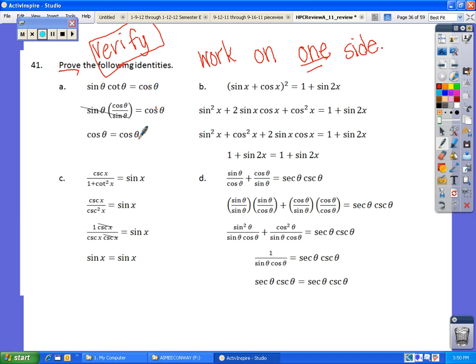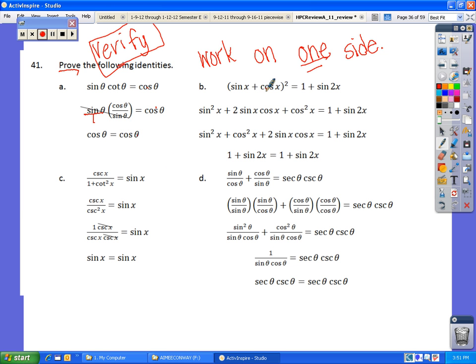Notice cosine stays the same throughout this. So for A, I'm going to take sine theta, leave it the same. Cotangent theta is going to be cosine over sine. So notice I have a sine over 1, and if a sine's on top and bottom, I can cancel it. Therefore, I'm just left with cosine of theta equals cosine of theta.